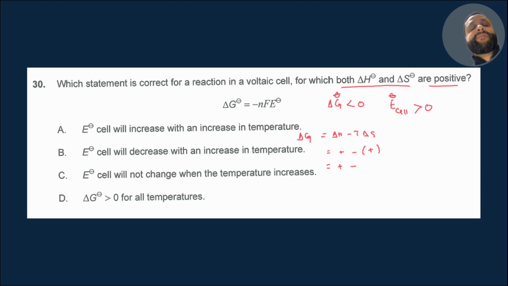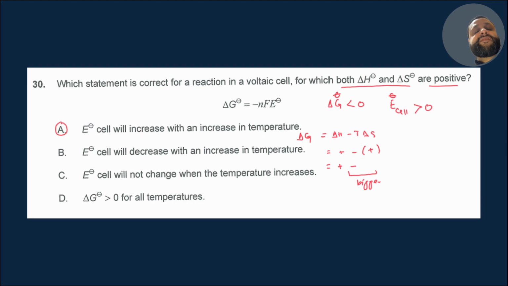So let's read these statements. E cell will increase with increase in temperature. Yes. Increase in temperature makes T delta S bigger, and delta G will be less than 0, the reaction will be spontaneous, and the E cell value will be bigger. Okay, so A seems the correct answer.